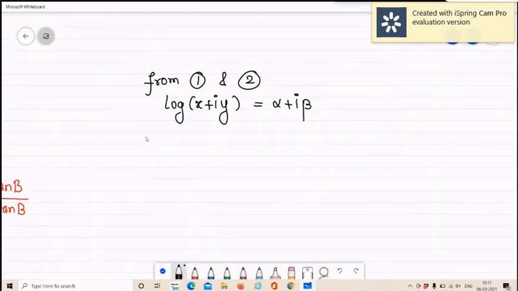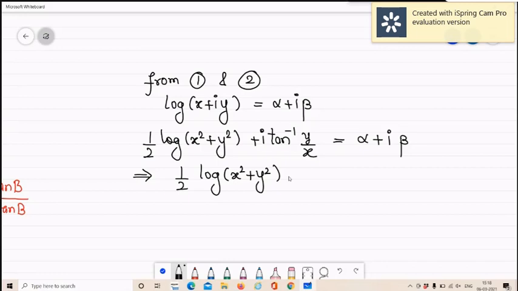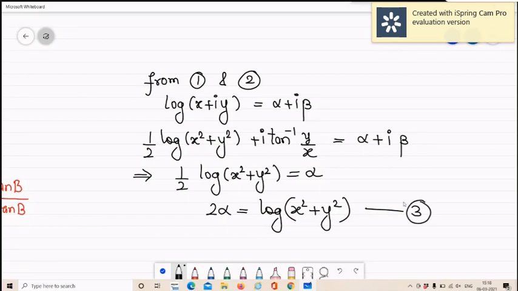Now expand. What is log of x plus iy? Log of x plus iy is half log of x square plus y square plus i tan inverse of y by x. This is equal to alpha plus i beta. So when I compare the real and imaginary parts, I get half log of x square plus y square equal to what? Alpha. So from here, your 2 alpha is what? Log of x square plus y square. This will be marked as equation 3.